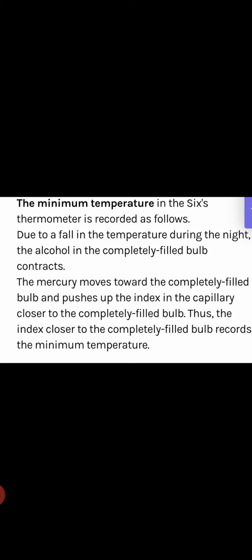The minimum temperature in the Six's thermometer is recorded as follows. Due to a fall in the temperature during the night, the alcohol in the completely filled bulb contracts. The mercury moves towards the completely filled bulb and pushes up the index in the capillary closer to the completely filled bulb, that is the left side bulb. Thus, the index closer to the completely filled bulb records the minimum temperature.